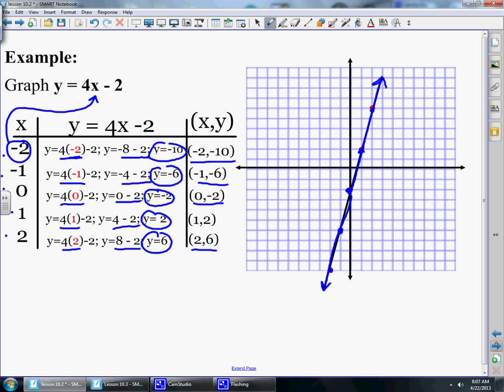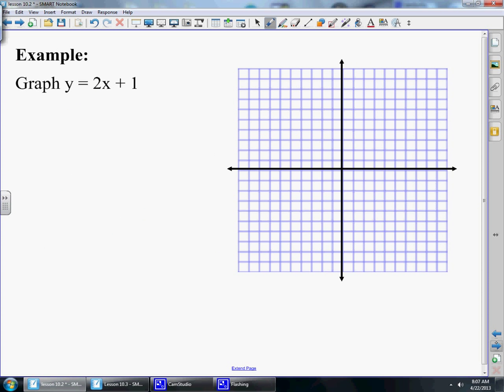So let's try another one where I don't have the work shown. We need to graph y equals 2x plus 1. If you want to try this on your own, pause the video now, try it on your own, and then you can check to see how you did.